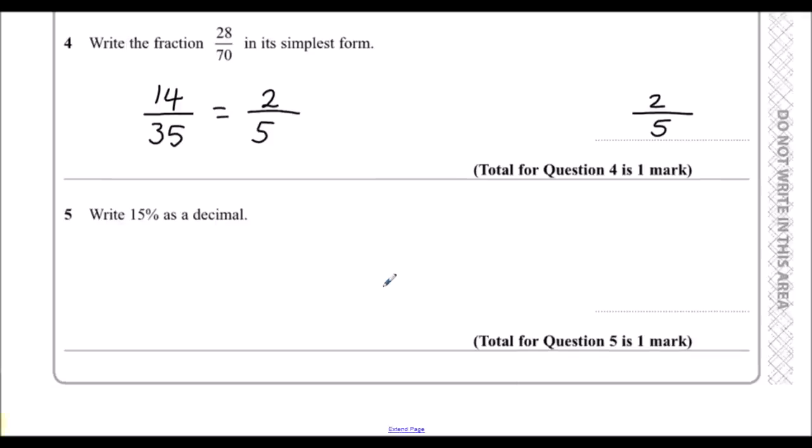And question 5, write 15% as a decimal. To change a percentage to a decimal, we divide by 100. So 15 divided by 100 is 0.15.